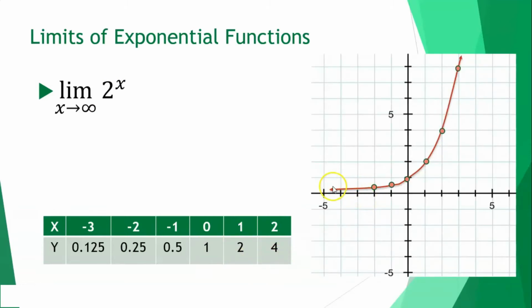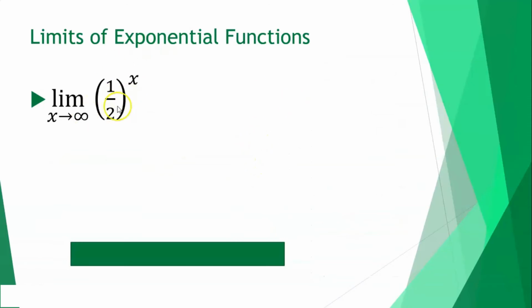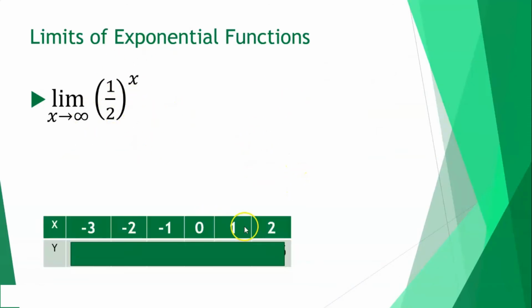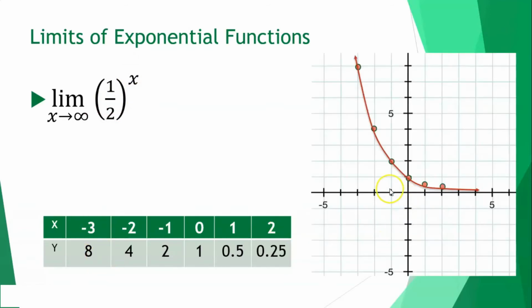Now, graphing this, we will have this value, or this is the graph of 2 to the power of x. So, looking at this graph, the limit of 2 to the power of x as x approaches positive infinity is also positive infinity. Now, the limit of this graph as x approaches negative infinity is 0. Okay, next. The limit of 1 over 2 to the power of x as x approaches infinity. Now, take note with this, substituting x with the values here, we will obtain this one. Now, graphing this, this is the graph of 1 over 2 to the power of x.